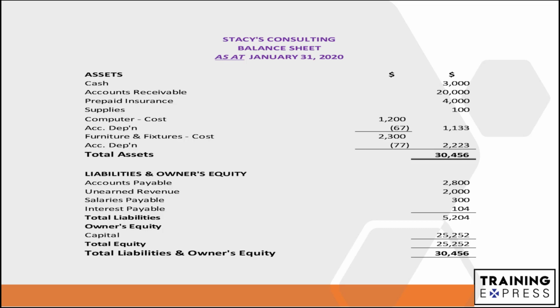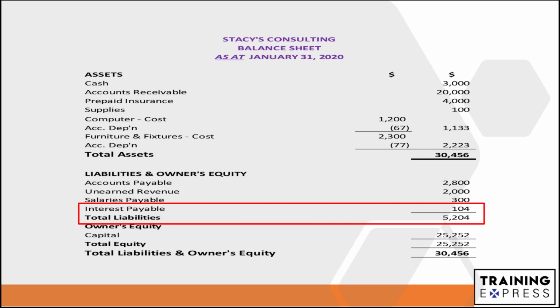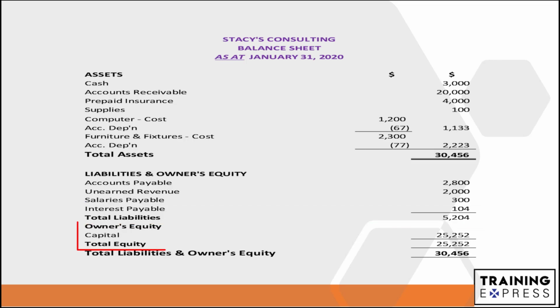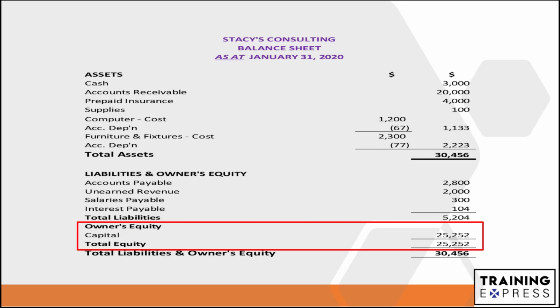So now we can look at the other side of the balance sheet equation, that is liabilities and owner's equity. So first of all, you will see a list of liabilities: accounts payable, unearned revenue, salaries payable, interest payable. So we have got a total liabilities of $5,204. Then we can look at the equity section here. Owner's equity capital is $25,252. And this capital is coming from the last financial statement which we prepared, statement of owner's equity.